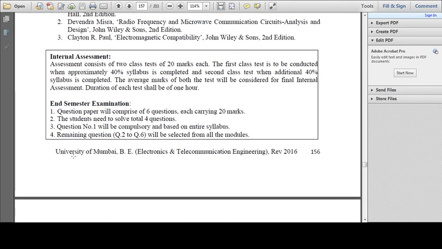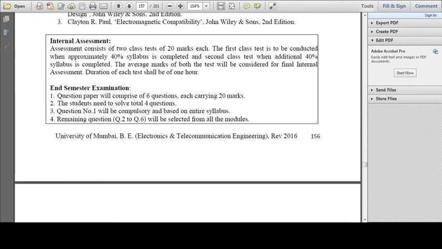So here we introduced the syllabus related to RF design. So we can stop here. Thank you.